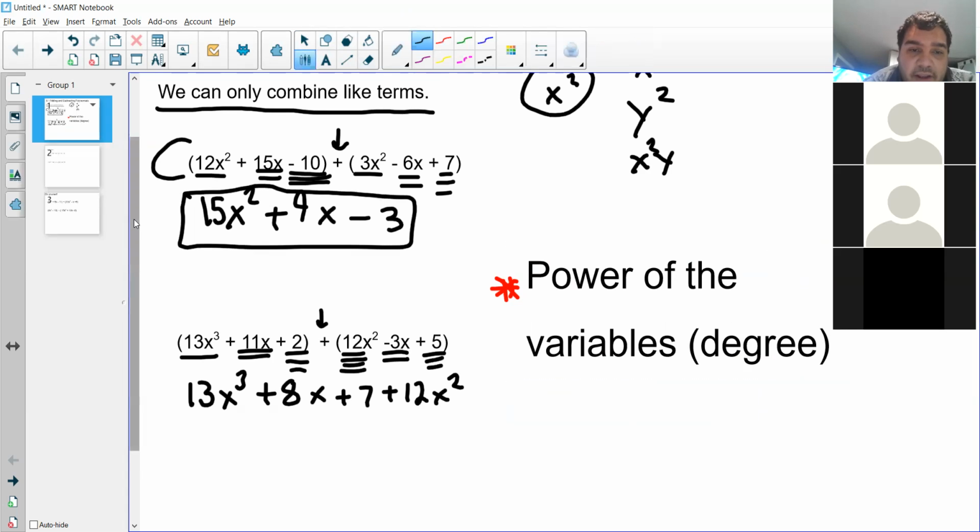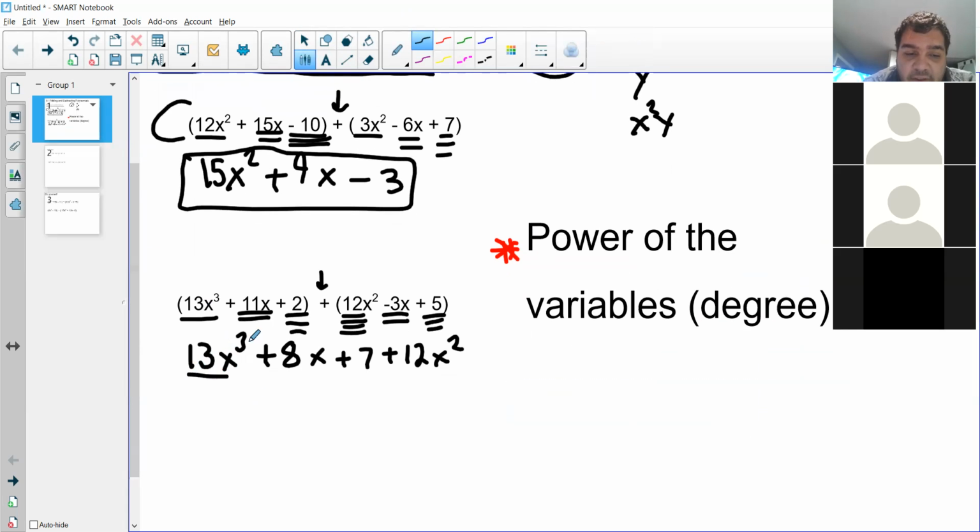So let's look at our final answers here. 13x to the third has the highest power to its variable. So it's 13x to the third.